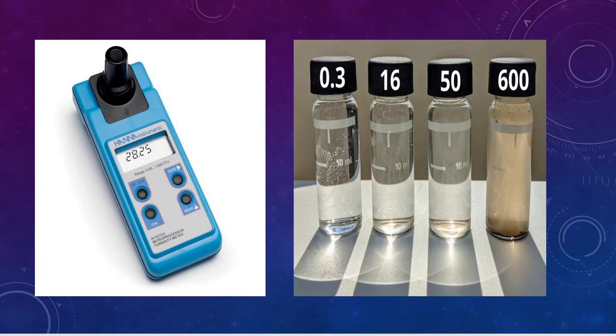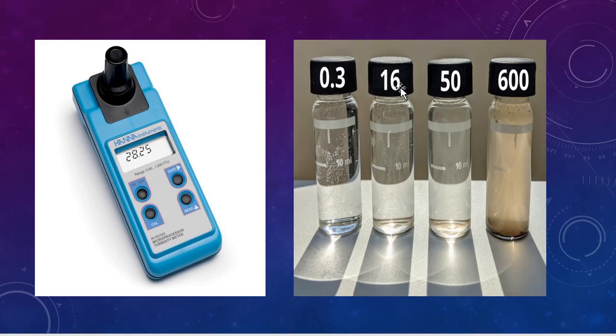In the photo we can clearly see the turbidity meter on the left side. On the top of the turbidity meter, we place the sample, and we can see the result, that is, the turbidity of the solution or sample, on the screen. And on the right side we can see samples of different turbidity. We have samples of 600 NTU, 50 NTU, 16 NTU, and 0.3 NTU.